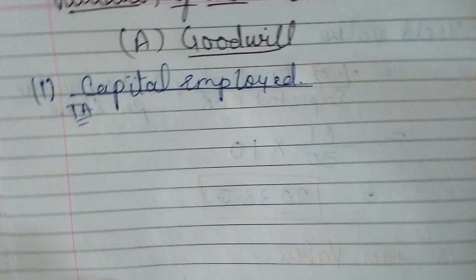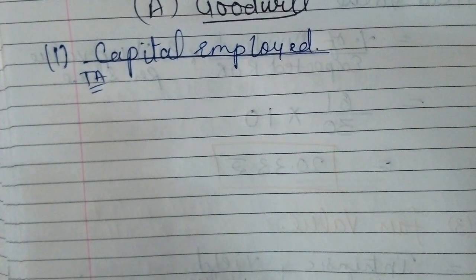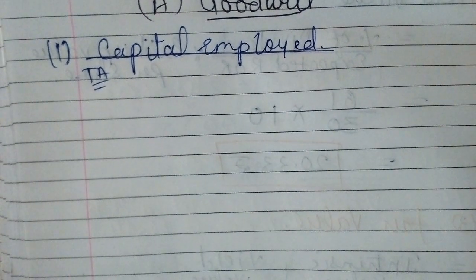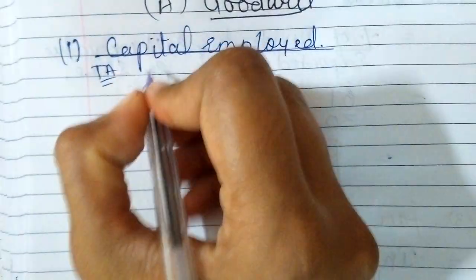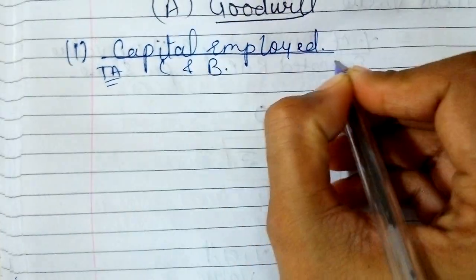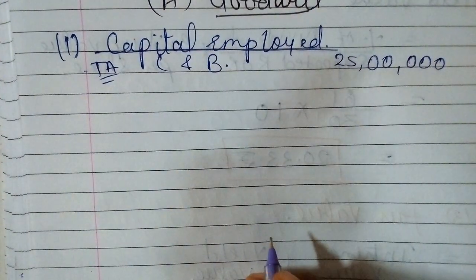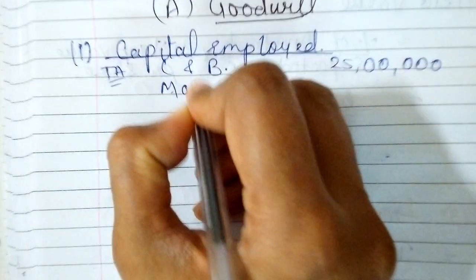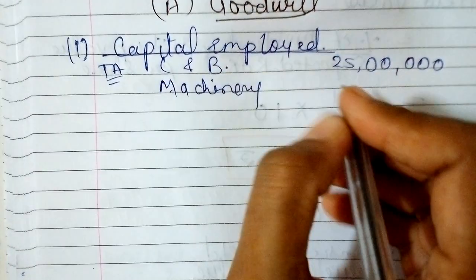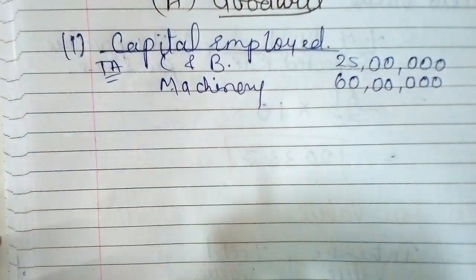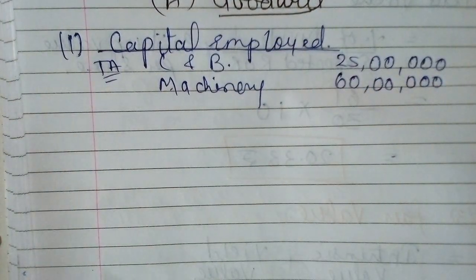In adjustment number 1, it is said that the present market value of the company's assets should be taken as double. All the assets of the company, we have to take at double value, right? So land and building was 12,50,000. So now land and building will be 25 lakhs, double the book value, right? Likewise, machinery given was 30 lakhs. So now double is 60 lakhs.